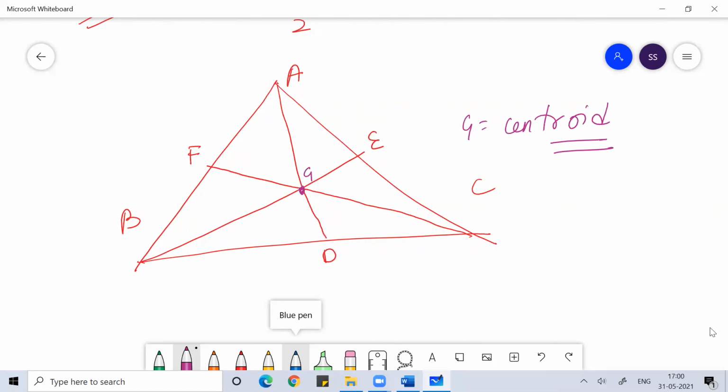Coordinate geometry, what we studied, so when we study in future, there we'll study the concept of coordinate geometry on centroid and all. So centroid is basically the point where all the medians of the triangle meet.